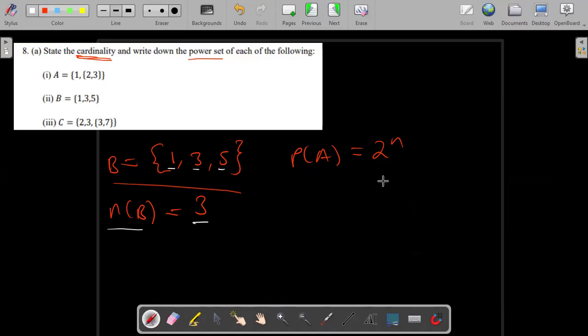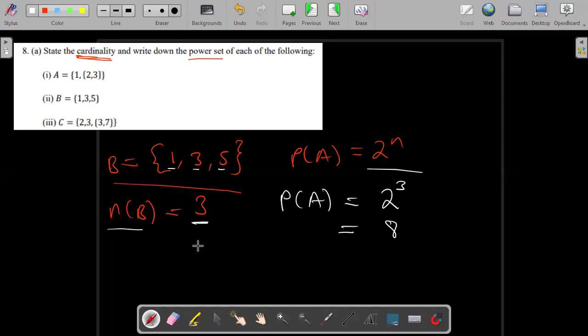To know the number of possible subsets, you use this formula: 2 to the power n, where n is the cardinality, meaning n is just the number of elements in that set. In our case for B, our n we found to be 3. So 2 to the power 3 gives you 8. So the total number of subsets that I have is 8.